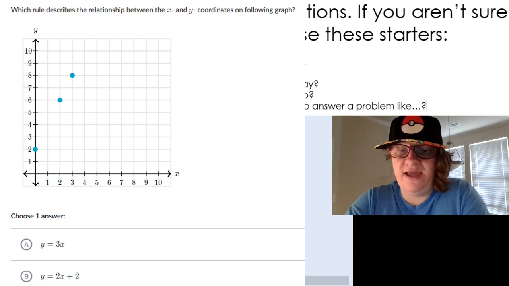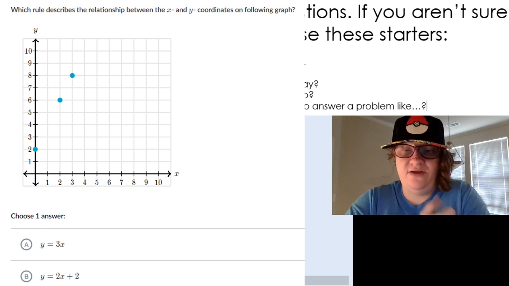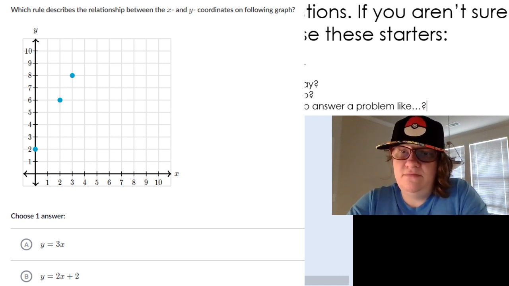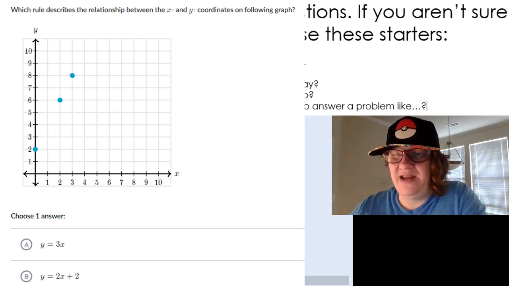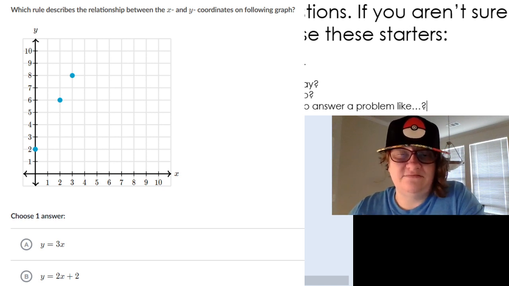We have A, y equals 3x, B, y equals 2x plus 2. That plus 2 means that's our y-intercept. And again, if you weren't sure, you could use substitution to check your answer. So for example, if I put a 0 into A, y equals 3 times 0, I would get 0. And that would mean that this line needs to have a point at 0, 0, and it doesn't.